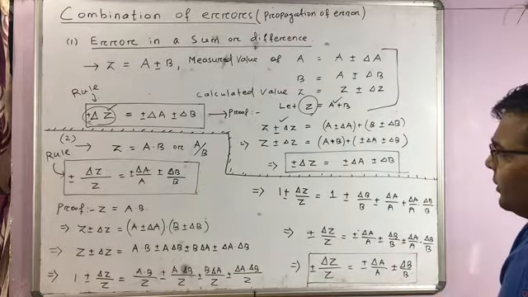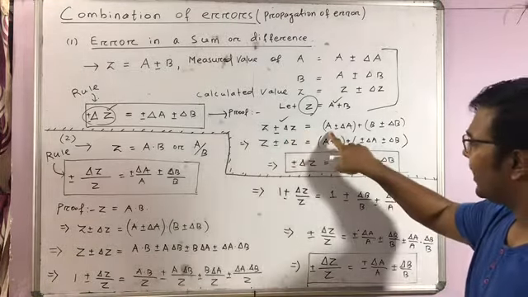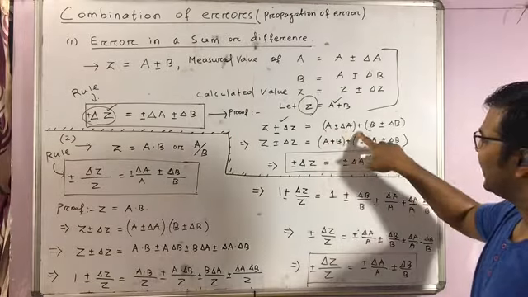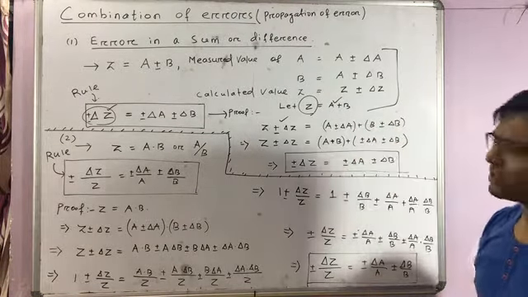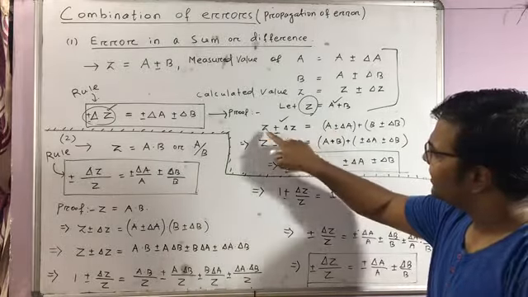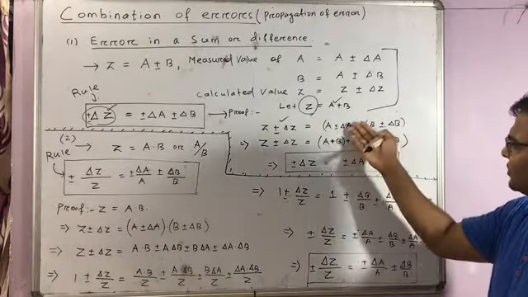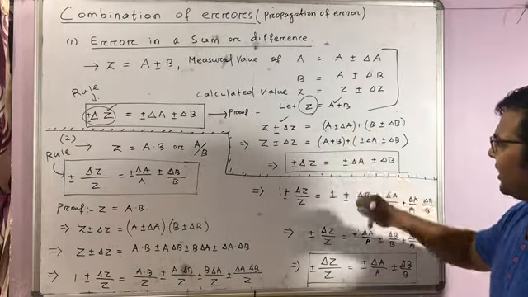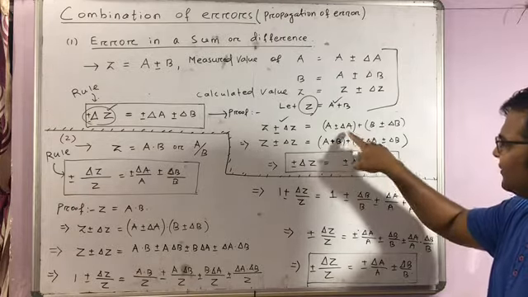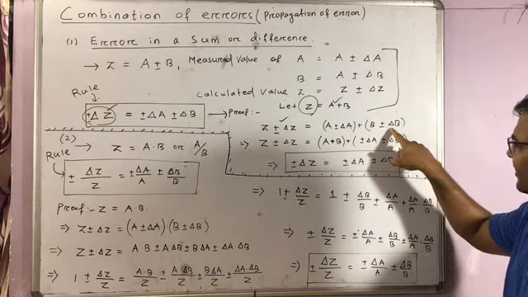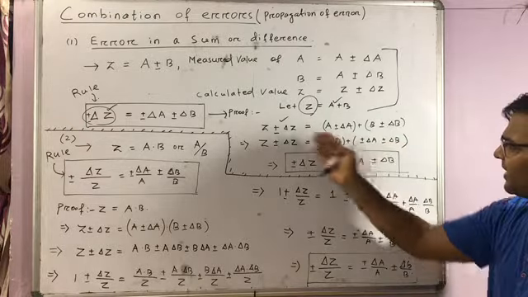So no confusion here. Z plus or minus delta Z is given by A plus or minus delta A plus B plus or minus delta B. So both the values I have just substituted. Now I can write this Z plus or minus delta Z is equal to, now you can just take out the bracket, which is A plus B. A plus B I kept on one side, plus this delta A plus this delta B I put in another bracket. Now you can compare LHS and RHS.